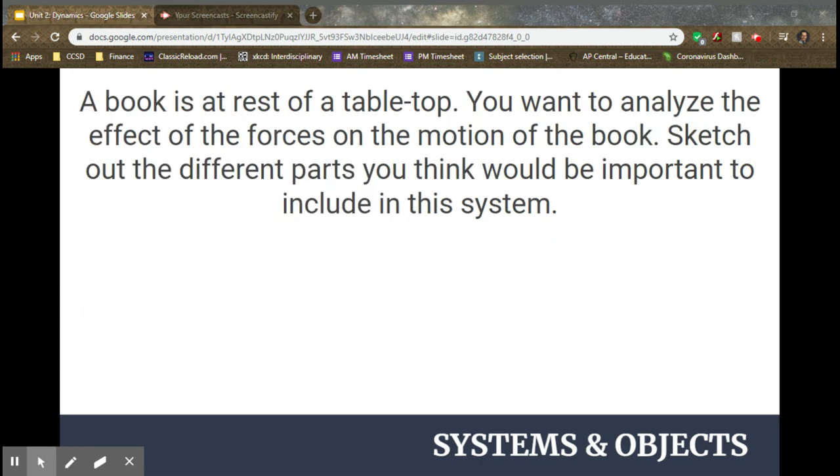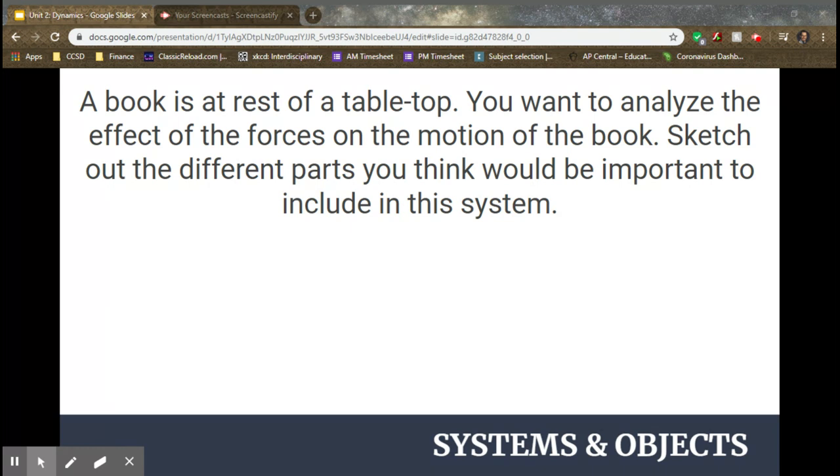Hopefully that makes sense. Let's look at an example. A book is at rest on a tabletop. You want to analyze the effect of the forces on the motion of the book. Sketch out the different parts, or list them, that you think would be important to include in this system. So what do you think would be important to include in this system? Write it out, sketch it out, something like that.